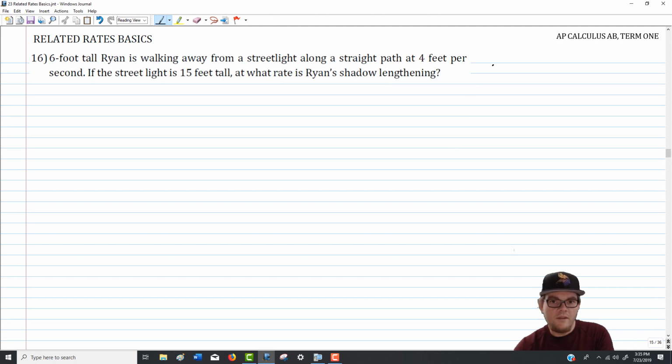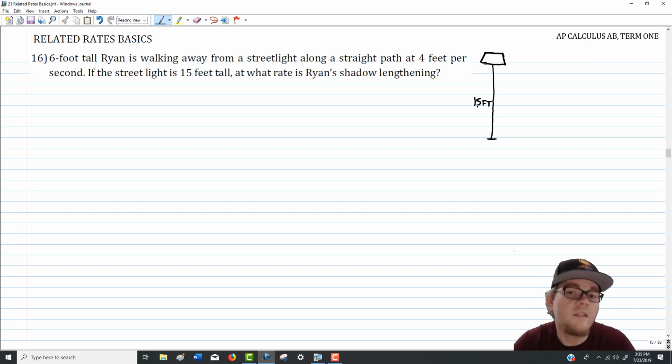So to help us visualize this, I want to draw the situation out. I'm going to start with the streetlight. I don't actually know exactly what streetlights look like, but I imagine they look something like that. So there's the streetlight, and they're telling us the streetlight is 15 feet tall. Now I don't know everything about streetlights, but I feel pretty confident that a streetlight is not going to change its size. So I'm going to mark it as 15 feet and assume that it's not changing at all.